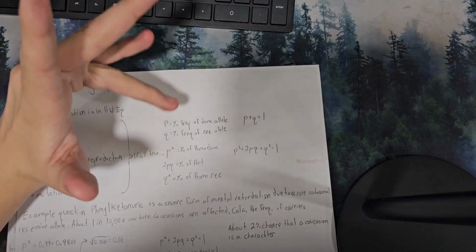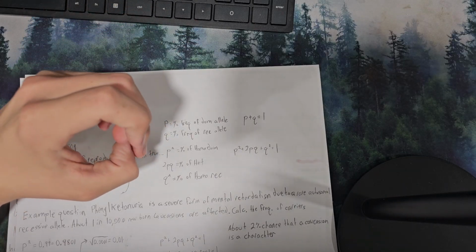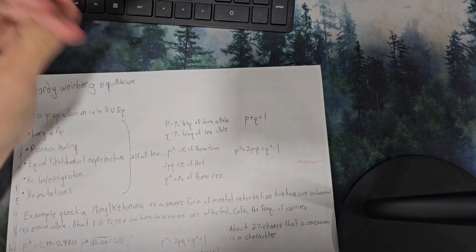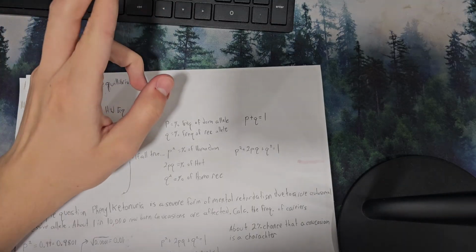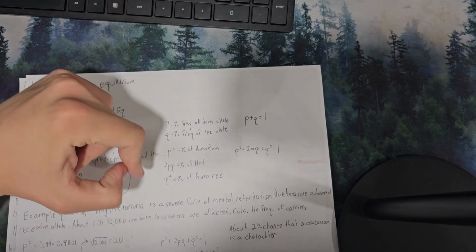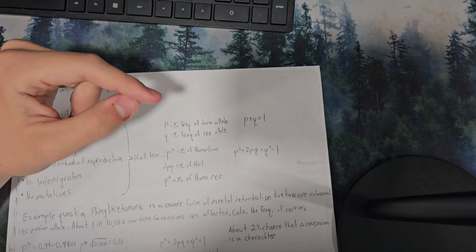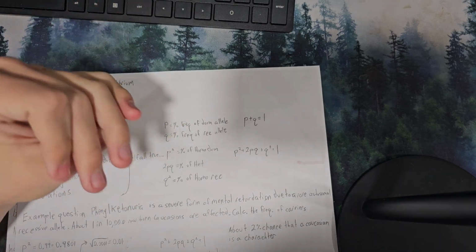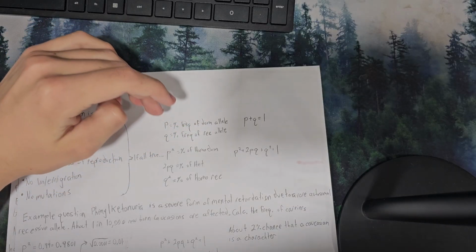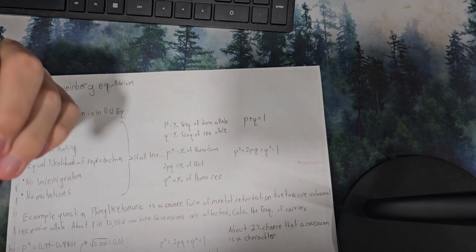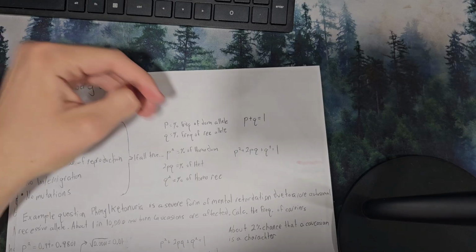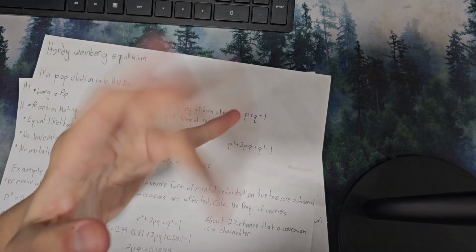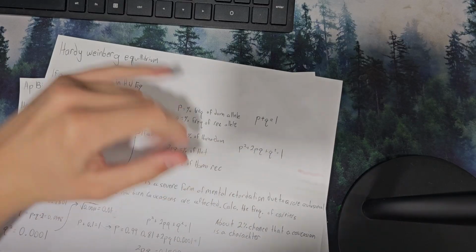Now you can take this a step further. P squared is equal to the percentage of homozygous dominant alleles. So that means that you have 2 big A's. 2pq is the percent of heterozygous alleles. So you have 1 dominant and 1 recessive. And q squared is the percent chance of a homozygous recessive. And this equation right here is equal to 1. So all these added up will add up to 100%.